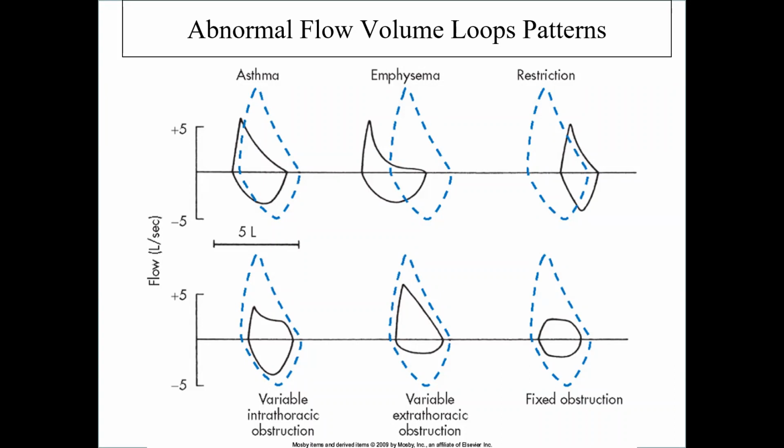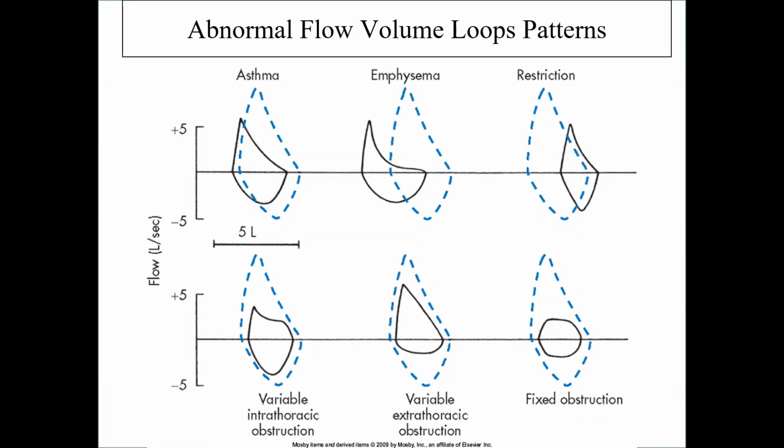Whereas the one all the way on the right, what's significant is the volume is reduced because it's a restrictive disorder. The flow itself is less, but it will tend to reach peak flow more quickly, because the stiff lungs or stiff chest wall want to contract back to their resting state more quickly. And then you have different variants of that on the bottom there.